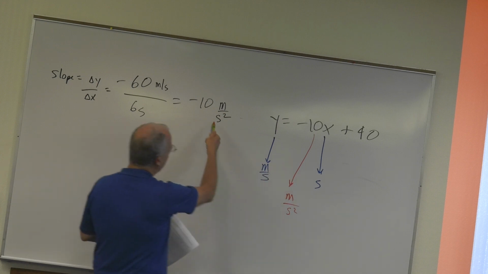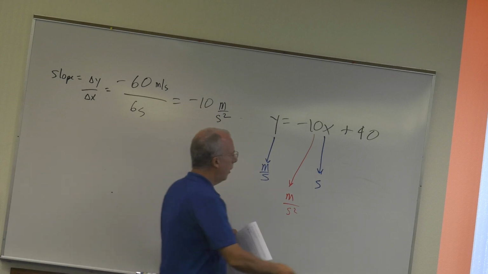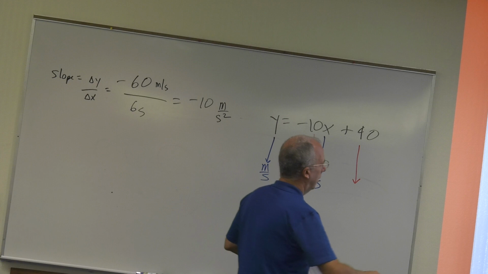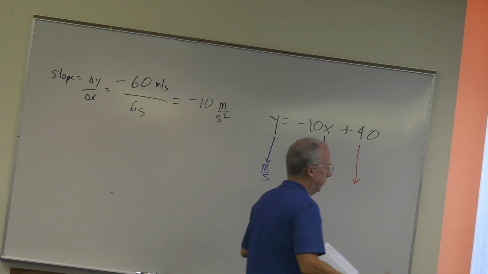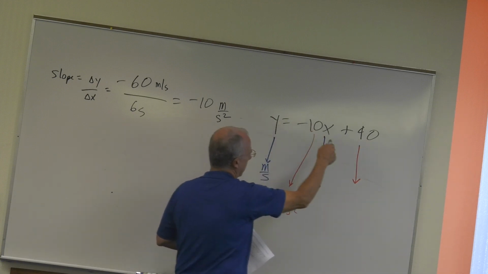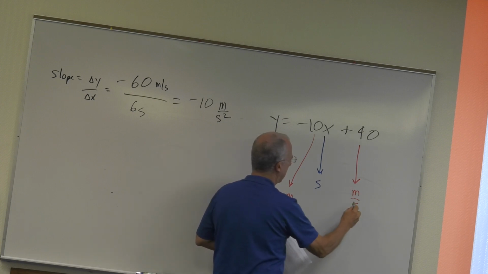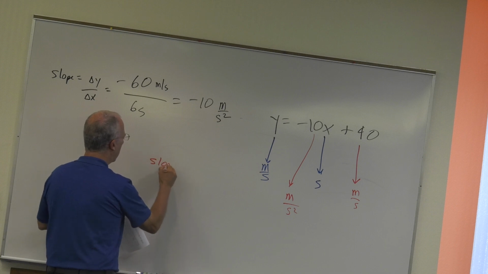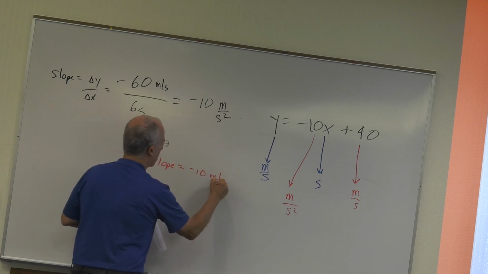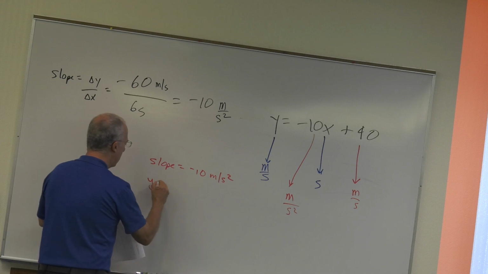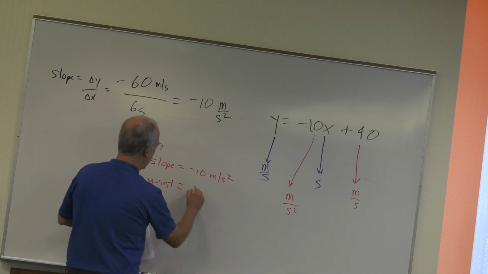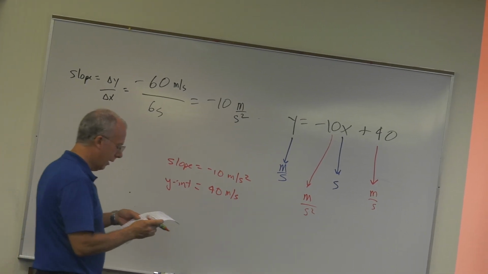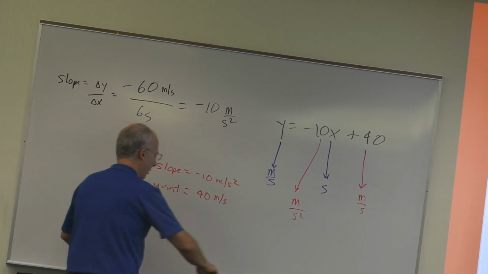Are you surprised? Better not be, right? Okay. What has to be the units of the 40? The y-intercept. Well, remember, meter per second equals meter per second plus meter per second. So it has to be meters per second. So again, if this was your lab report, you'd say the slope is minus 10 meters per second squared, and the y-intercept is equal to 40 meters per second. Okay. All right, one more example.